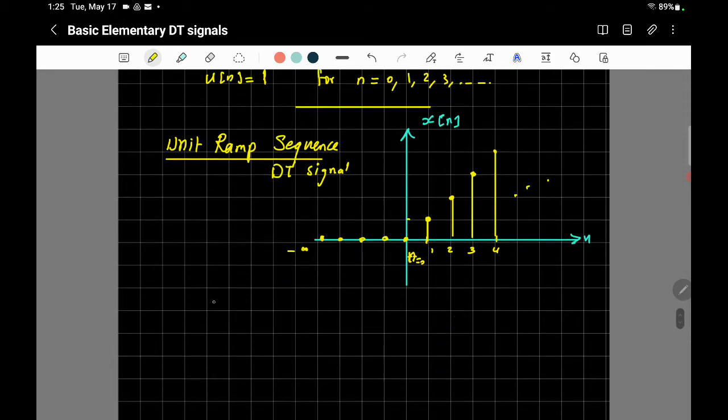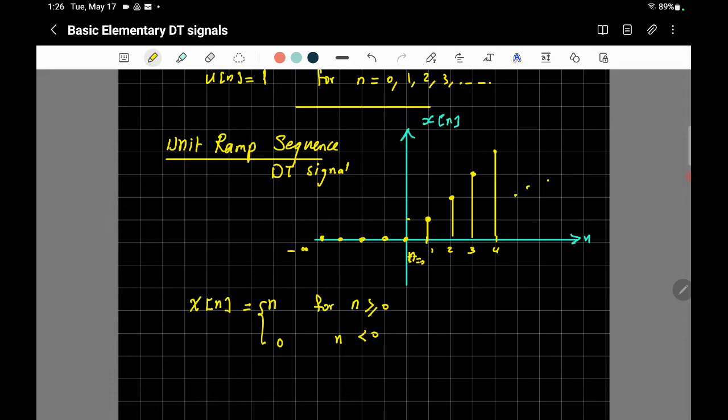How do you express that? You will say x of n, small x of n, is equal to n for n greater than or equal to 0, and 0 if n is less than 0. When it's negative, it's 0. When it takes 0 or a positive value, it starts to take the same value of n. So that's the unit ramp sequence.